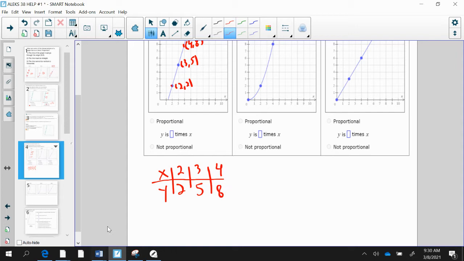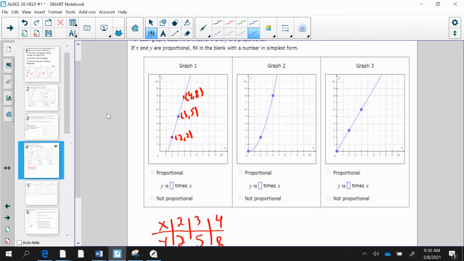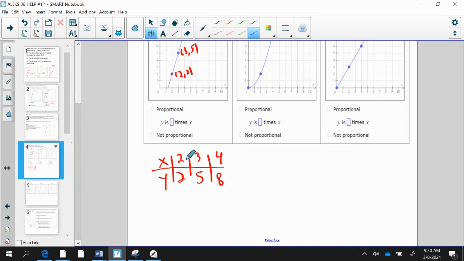You can see that even though it kind of looks like it's going up by the same amount, if we were to write this as a table, this is going up times 2. This would be almost like a 1.5, and this would be 1. So this is not a direct proportion.